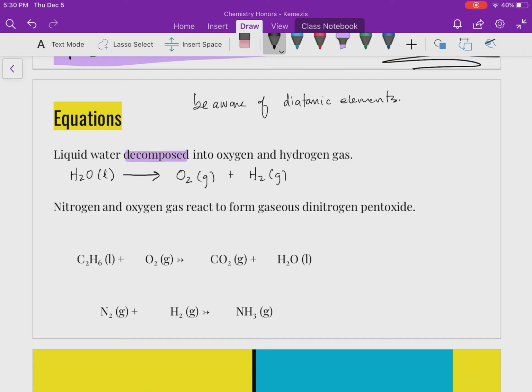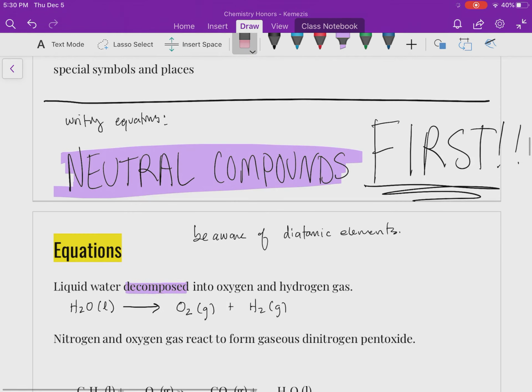So that's the first step, right? I need to make sure that you write the formulas correctly. So you might be tempted, if you were not thinking about neutral compounds first, or correct formulas, I'm going to also write correct formulas slash neutral compounds. They kind of mean the same thing.